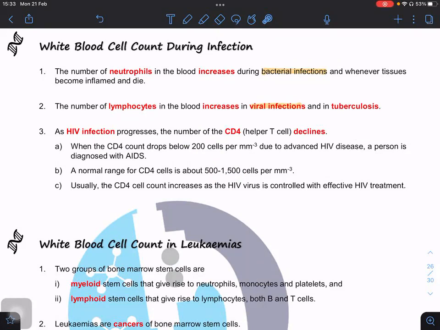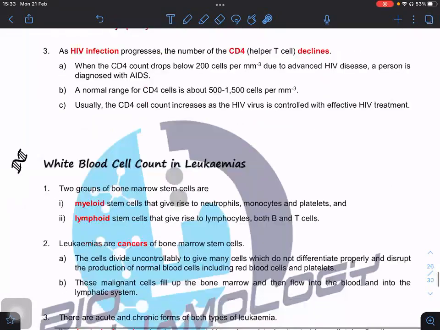So how do we know whether we successfully treat, or how to maintain the patients here? We can always look at the CD4 cell count, not CD8. Are you clear? Okay. Leukemia.